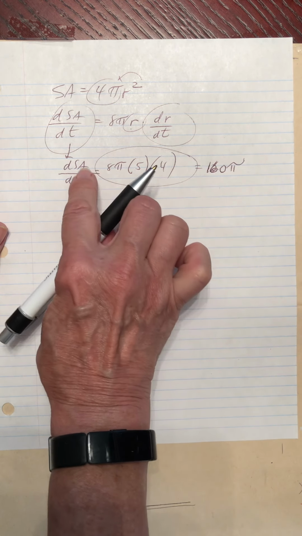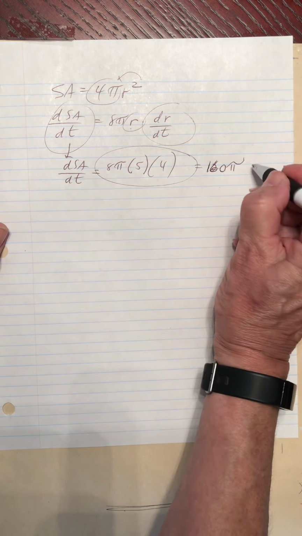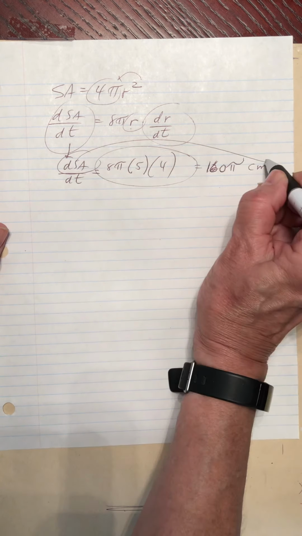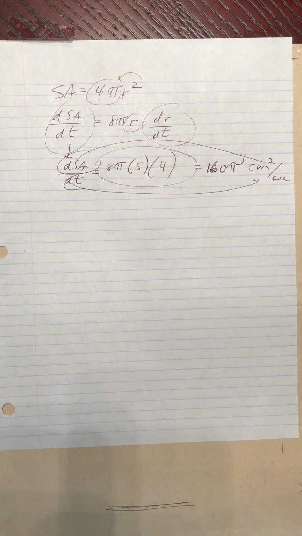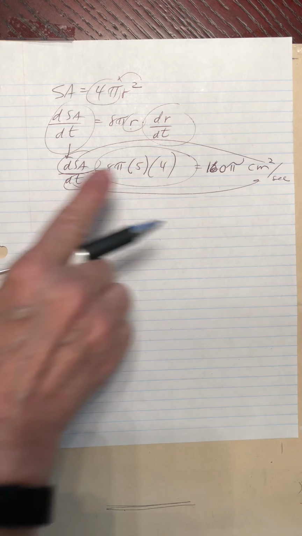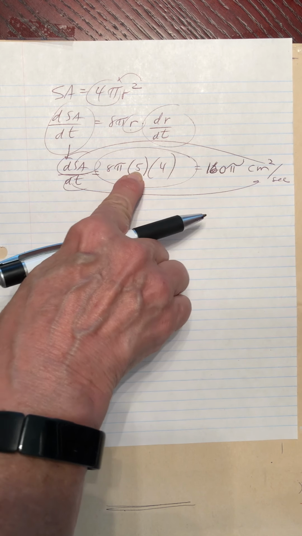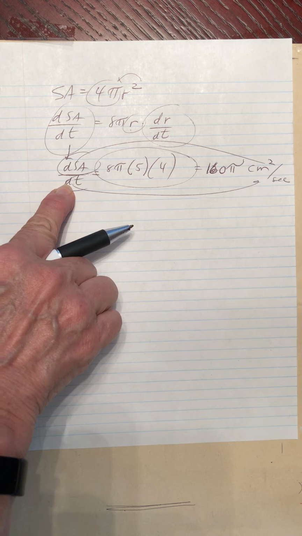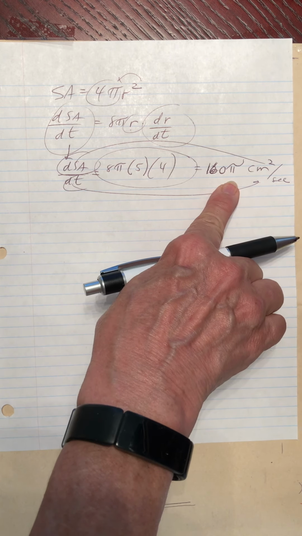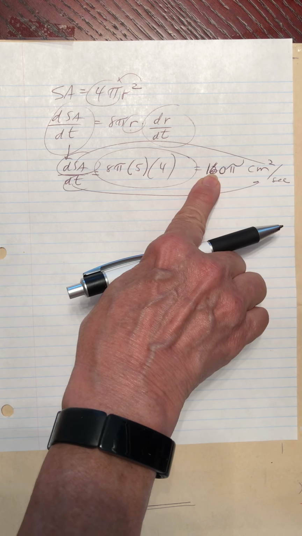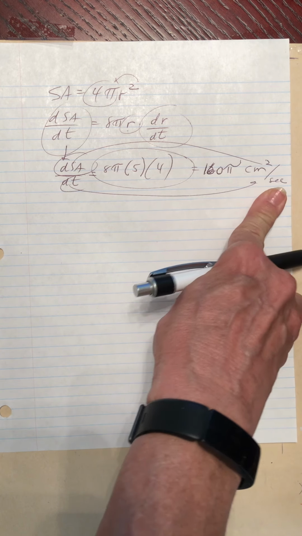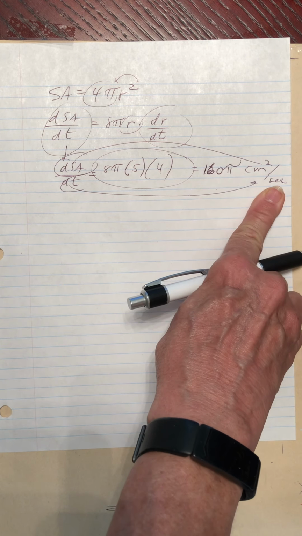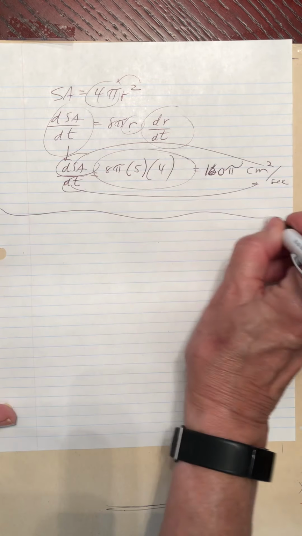pi. And what are my units? This was all in centimeters. So surface area would be centimeters squared, time would be seconds. So that's how my surface area will be changing at that time when everybody stopped the world and the radius was 5. That's exactly what was happening to the surface area of that balloon. That's how it was changing. It was increasing, because this is positive, by 160 pi cubic centimeters every second from the amount it was a second before. Okay, so that's that one.